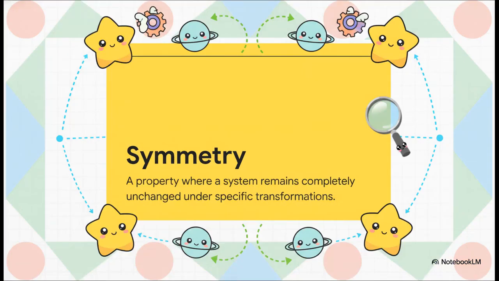The secret ingredient: symmetry. All right, what if I told you that momentum and energy don't just conserve themselves by magic? They are actually dictated by the fundamental symmetries of the universe itself. Now, symmetry in physics isn't just about shapes looking identical in a mirror. It means the actual laws of reality do not change if you shift your experiment through space or delay it through time.